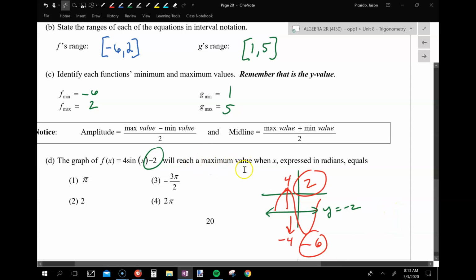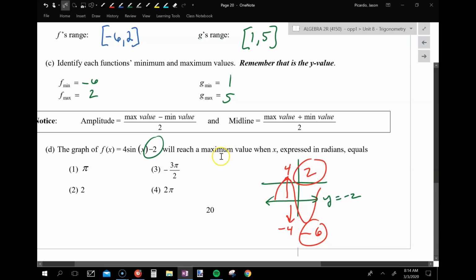This said that it's going to reach a maximum value when x, oh, okay, hang on. Okay, well, we actually have to solve it now. What is the maximum value of this graph? 2. I want to know when that happens. This is a trick question, guys. This says the graph will reach a maximum when x equals. This doesn't say what is the maximum. It says at what value of x will I get the maximum. So now I got to take the curve and set it equal to the max. I want to know when the curve equals the maximum.